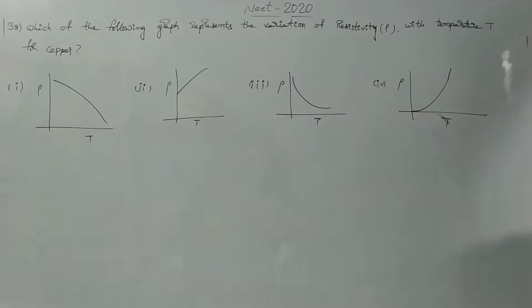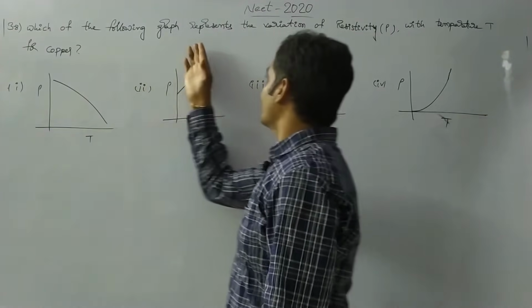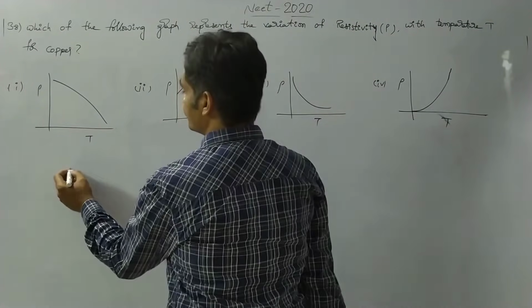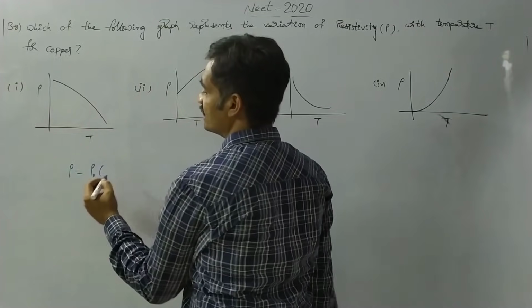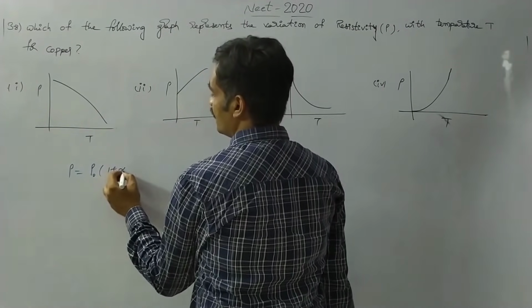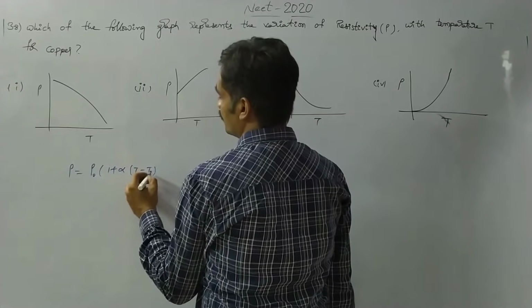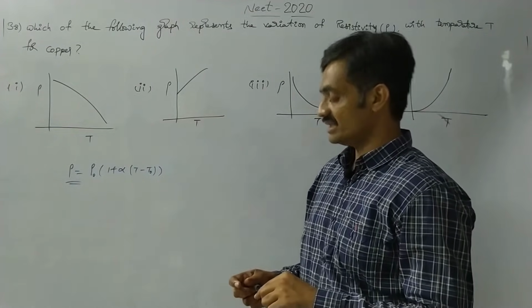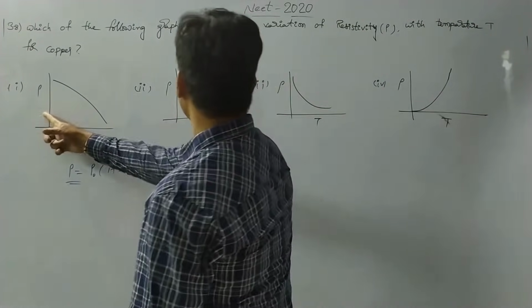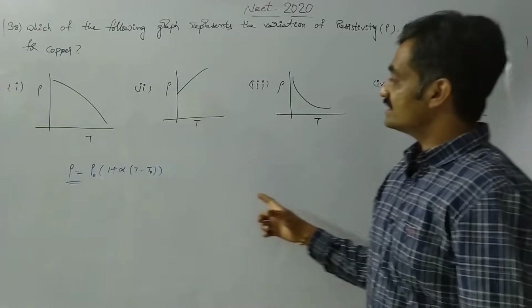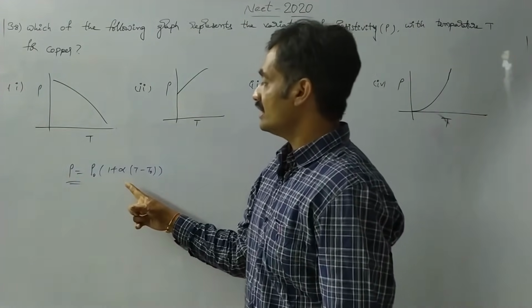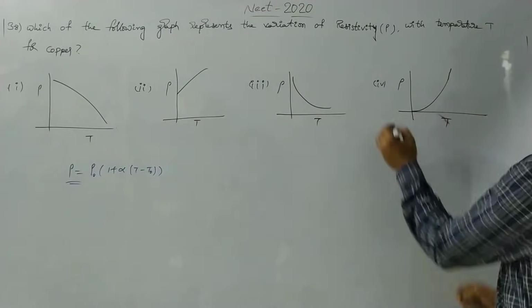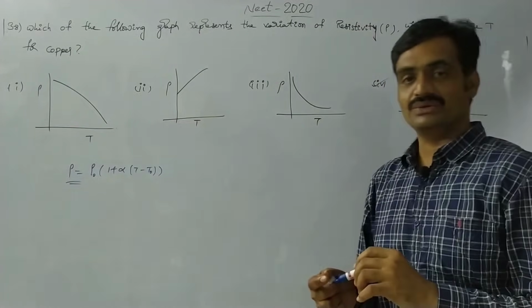We will continue. The next question is, which of the following graphs represents the variation of resistivity with temperature for copper? And we know that the resistivity with respect to temperature is given as ρ = ρ0 (1 + α (T − T0)). So based on that we can say that the resistivity increases with temperature. So the first graph and third graph are not possible. Whereas here, observe that the resistivity will not change non-linearly with respect to temperature, so the second graph is also not possible. So option is 4. Take a screenshot, we will continue.